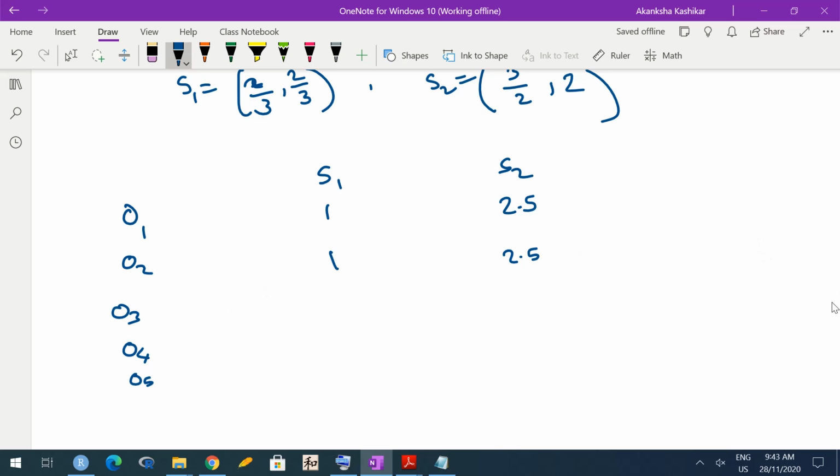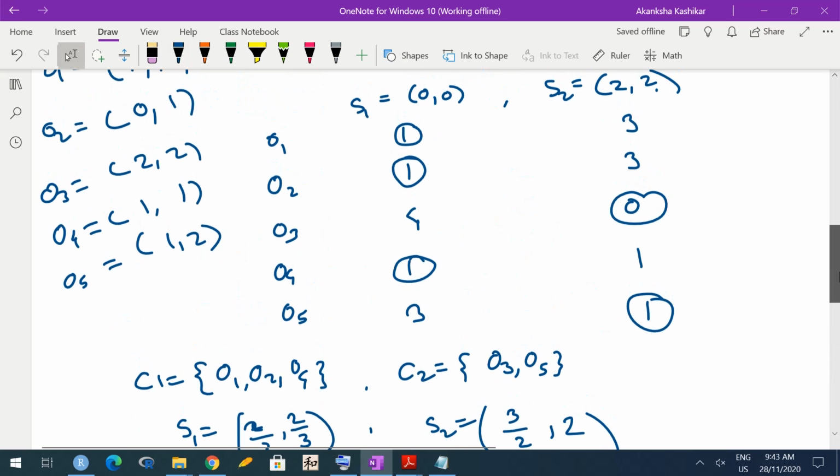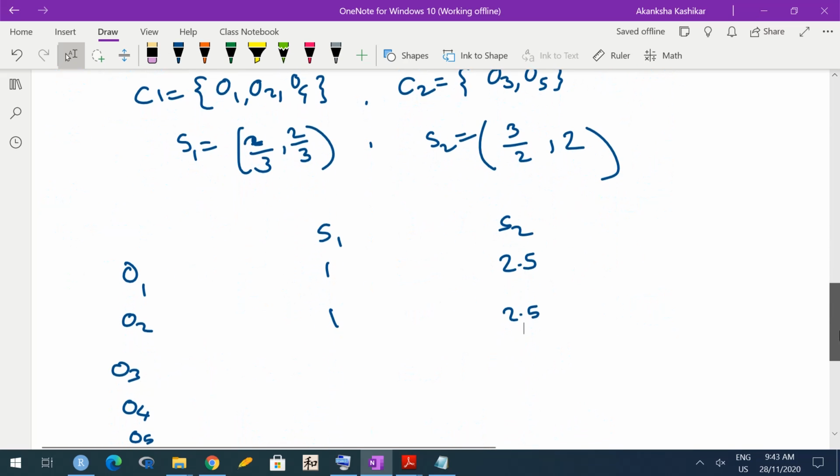O3. How was O3? Let me check. O3 is 2, 2. So 2 minus 2 by 3, 2 times. Okay. So it is 4 by 3, 2 times, so it is 8 by 3. And here it would be 2 minus 2 would be 0 and this is just 0.5.